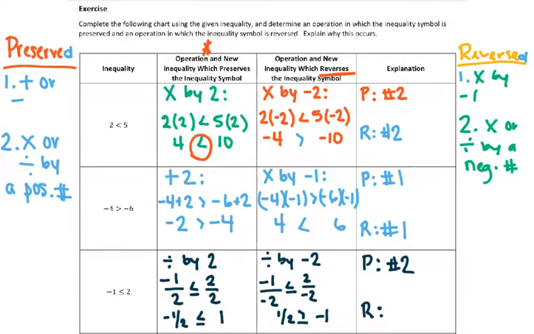So for my reversed symbol on my reversed side, I'm going to use my explanation of number 2 because I'm dividing by a negative number and that's going to change my inequality symbol. So we're keeping these in mind as we do this last one, okay?